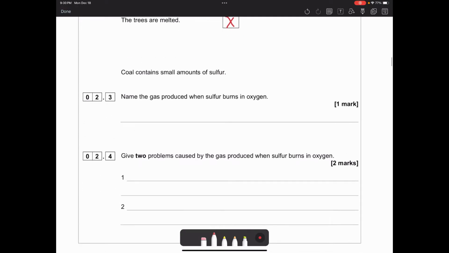Coal contains small amounts of sulphur. Name the gas produced when sulphur burns in oxygen. So it would be called sulphur dioxide. Okay, like carbon reacting with oxygen makes carbon dioxide. Sulphur and oxygen make sulphur dioxide.